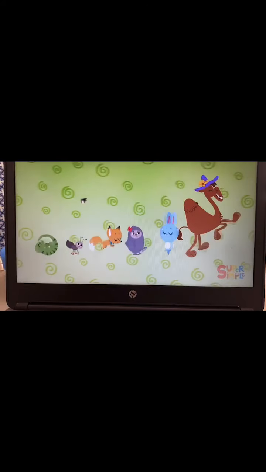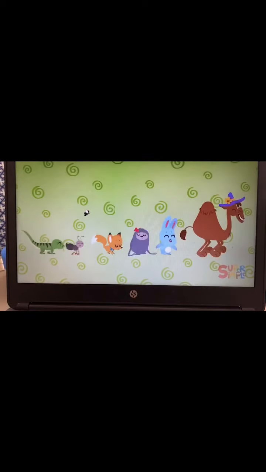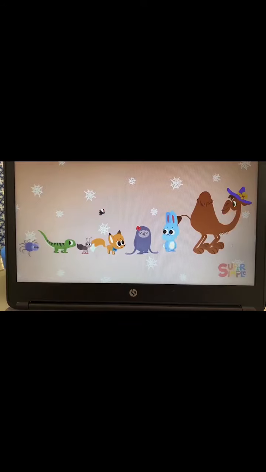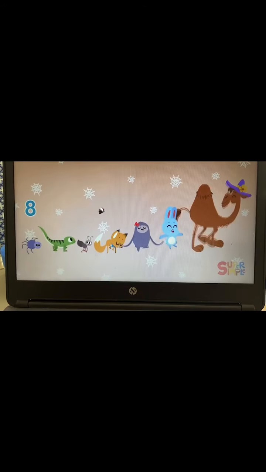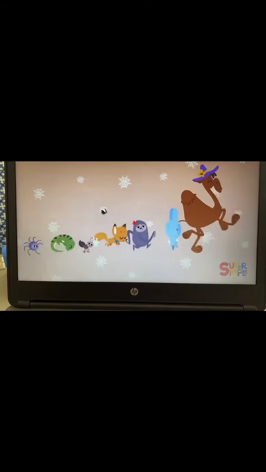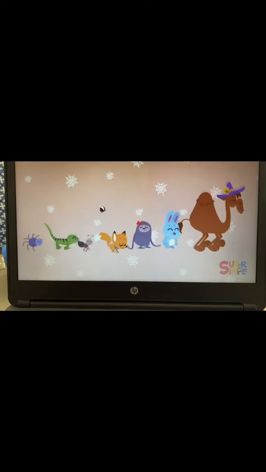Go, Larry, go. Sammy the spider has 8 legs. Go, Sammy, go.